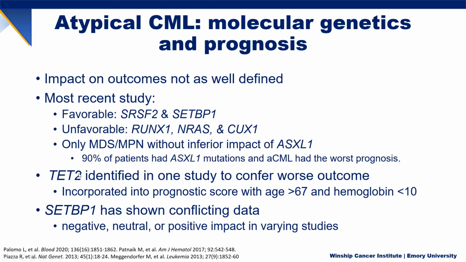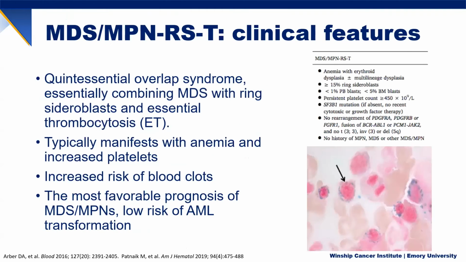One study by the Mayo group identified TET2 as associated with the worst outcomes. So they did develop the only prognostic score in this disease currently, looking at this mutation as well as age and being anemic with a hemoglobin of less than 10. And then SETBP1, which again in this most recent study was a more favorable mutation to have. Some of the initial studies showed it was actually a worse mutation to have. It was associated with a worse survival, and in several in between it was kind of neutral. So I'd say the data is still a little unclear on that particular gene.